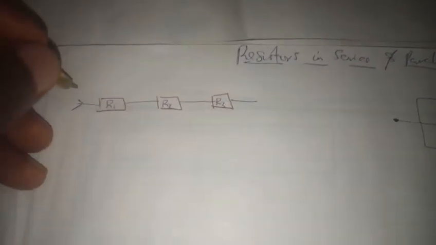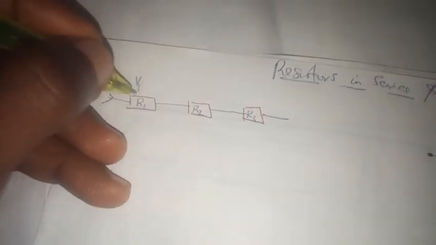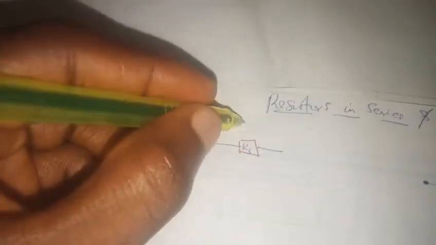So one thing you should notice is that in resistors in series we have the same current I flowing through it, the same current but different voltage. This voltage here is going to be different from the one here, going to be different from the one here.